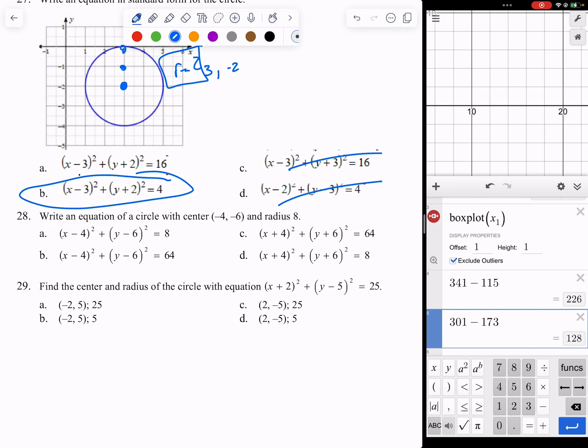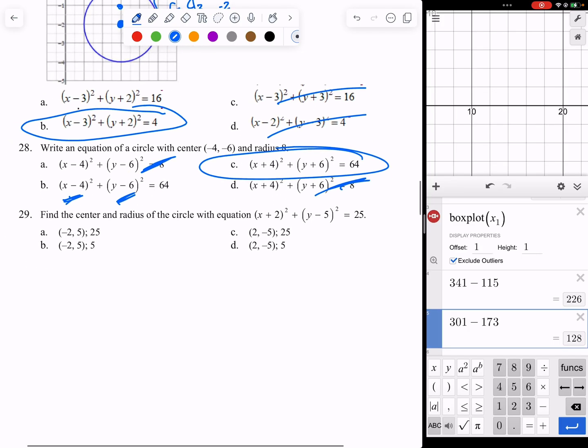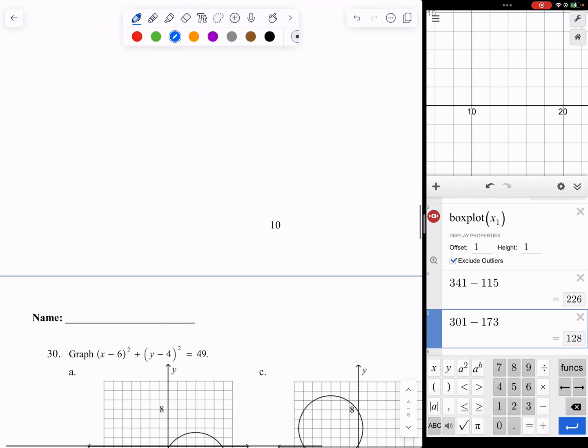An equation with center -4, -6, radius 8. So it equals 64. Now flip: x plus 4, y plus 6 right there. This one doesn't flip the two numbers. Circle, center and radius. So flip, -2, +5. Square root of 25 is 5.